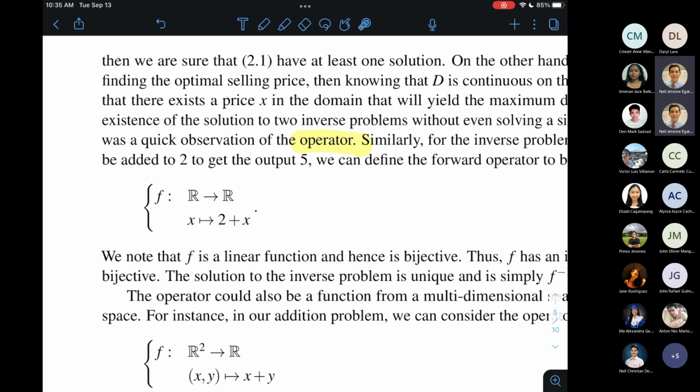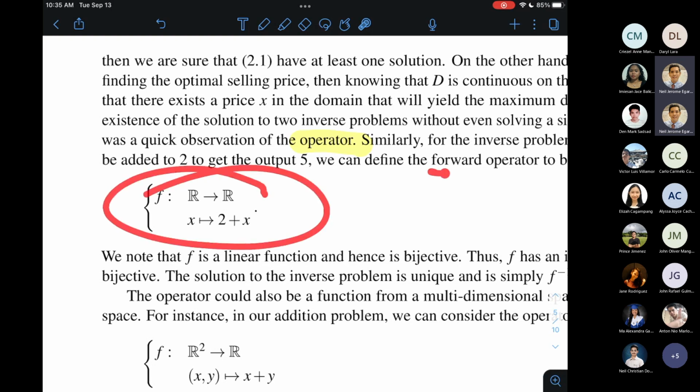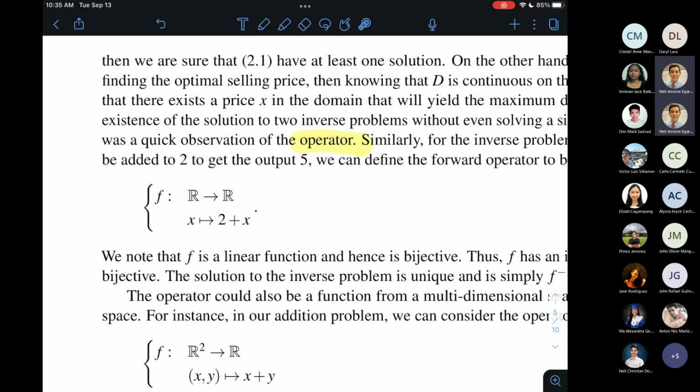So in general, the forward problem can be phrased this way. Kapag meron akong number x, ang output ko ay 2 plus x. Kaya ang tawag ko dito sa function f na to ay forward operator. Operator siya kasi function siya from the set of real numbers to the set of real numbers. Forward siya kasi siya yung nagmo-model dun sa forward problem, right? So this is our forward operator. And what are the properties of this forward operator? So si f ay isang linear function, okay? And so it is bijective.